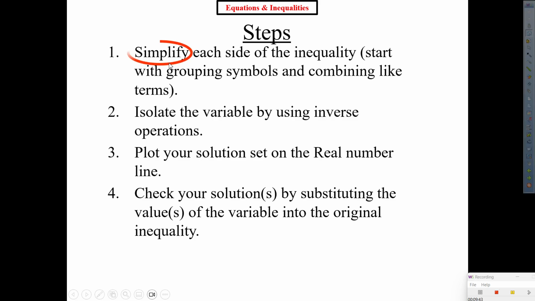Yesterday I said we need to simplify each side first. From there we need to isolate the variable, which means leave it by itself. Did we plot the solution on the number line? Yes. And did we check our solution to graph our solution? Yes, right? We've been doing all that. Which brings us to today.